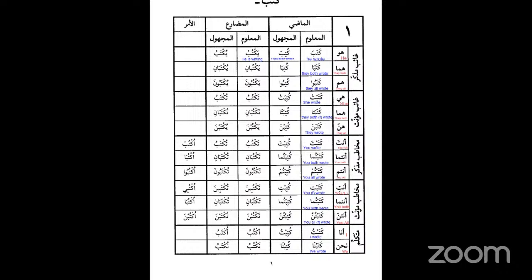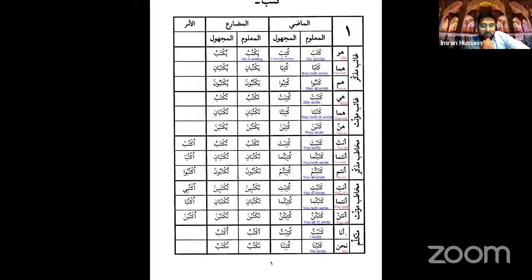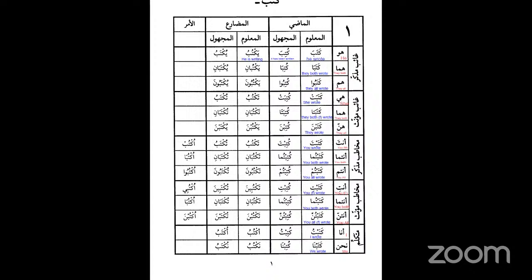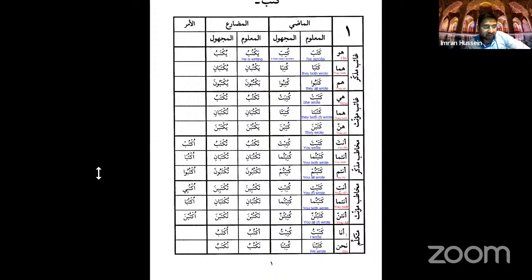Jalasna. How do you say I wrote? I wrote, katabtu. How do you say we wrote? Katabna. He wrote? Kataba. Excellent. And she wrote? Katabat. Ahsan, jazakallah. Sister Sabira, can you come on the mic, please?